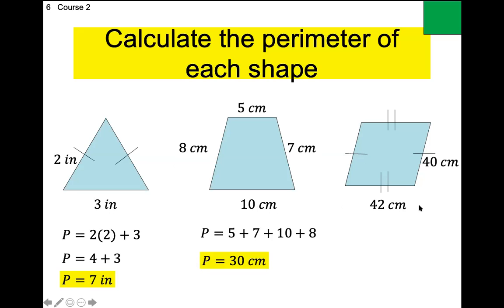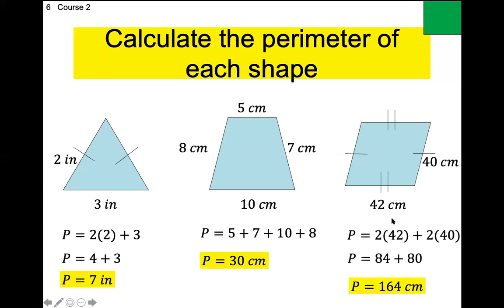And Amber, you want the last one? What do you got? I haven't finished that one yet. All right, tell me what to do. 40 plus 40. That would be 80. And then I would do 42 plus 42, that would be 84. So 80 plus 84 is 164. All right, so 164, and that's in centimeters.